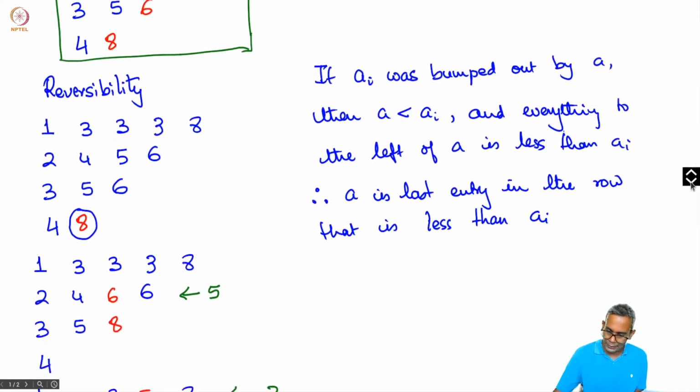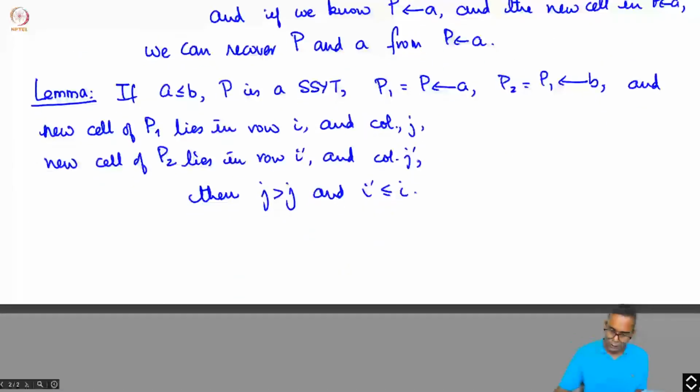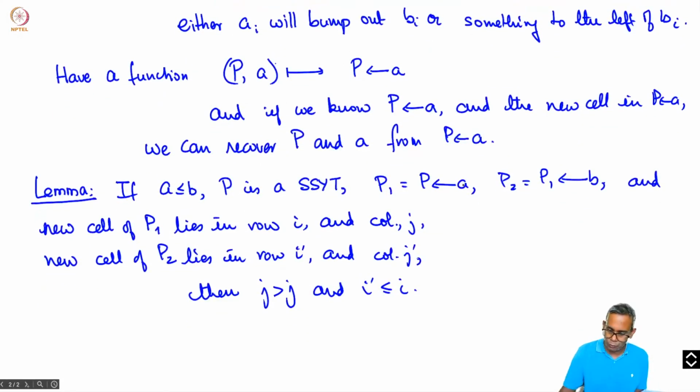That's the new cell that was created. So now what we are saying is that if we were to insert one by one two numbers, the first number and then a number that's not less than that, then the new cell that will be created will have this relationship: the second new cell lies in a row equal to or above the first new cell, but strictly to the right.